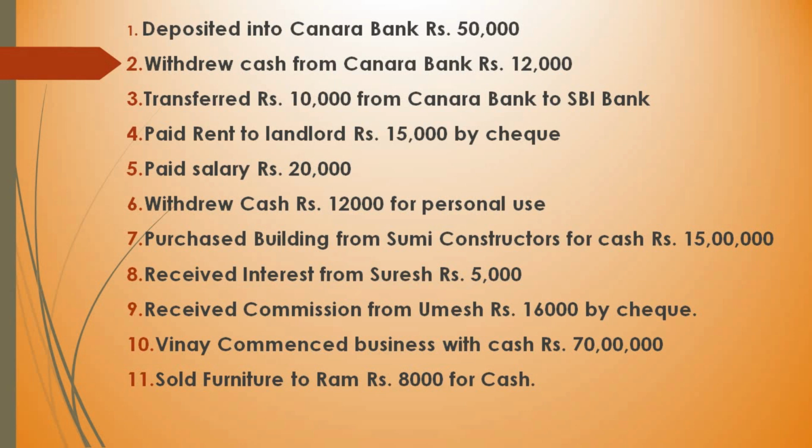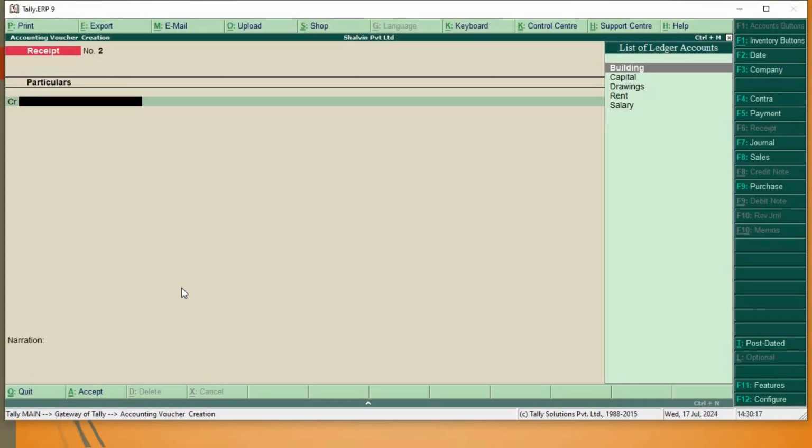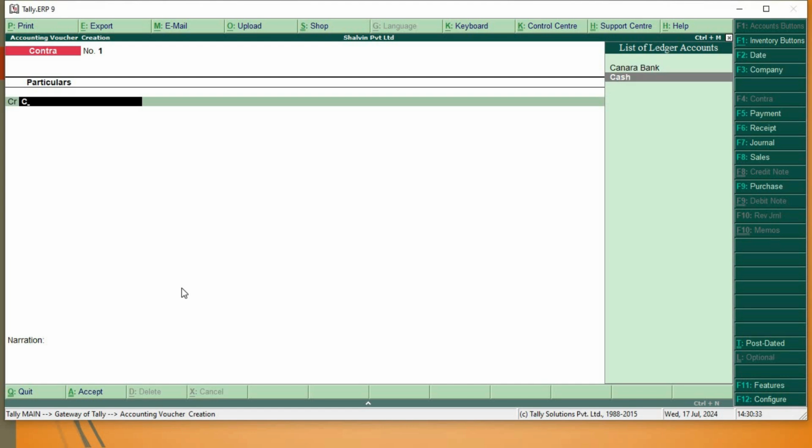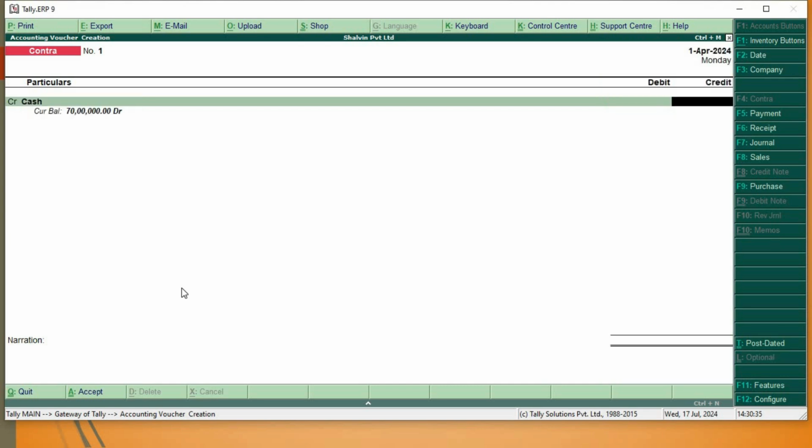Now coming for the first entry, deposited into Canara Bank rupees 50,000. So one is Canara Bank, the other one is cash, and we are going to enter this in Contra Voucher. Depositing into bank, withdraw from bank and transferred from one bank to another bank. Which voucher we are using? It is Contra Voucher, and the shortcut key for Contra Voucher is F4. So when you are depositing into bank, bank will be on the debit side. So now in Contra Voucher, first you have the credit entry. Cash comes on the credit side. So what is the amount?